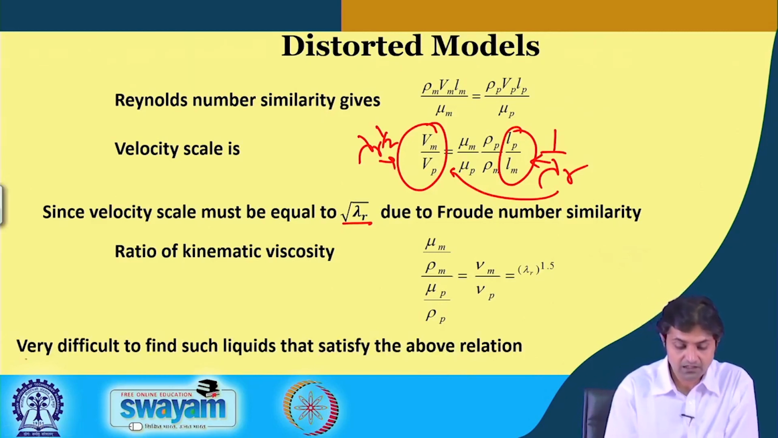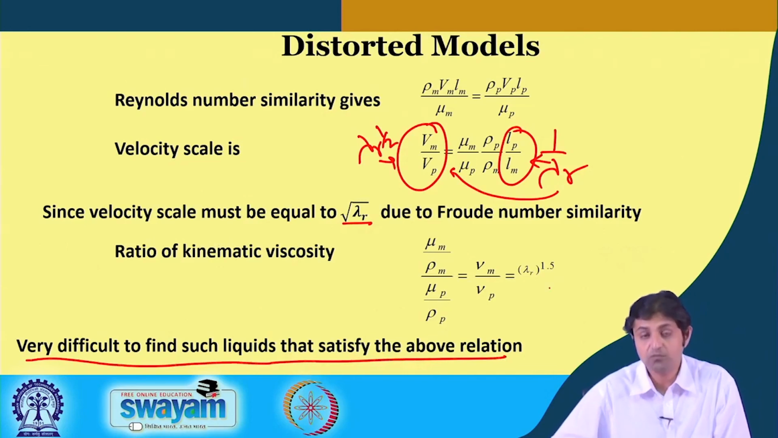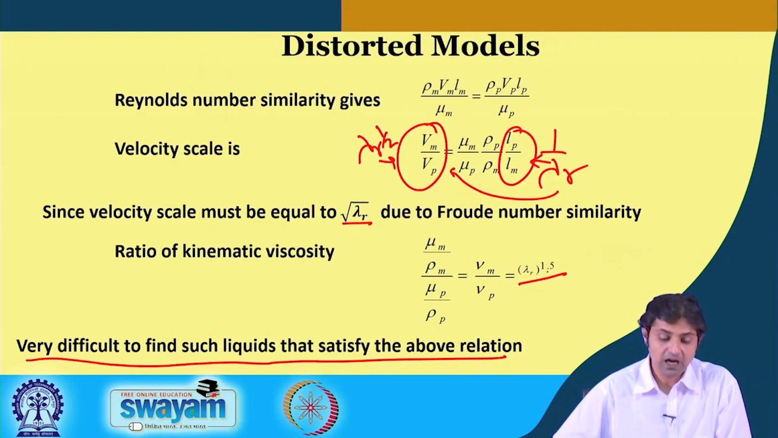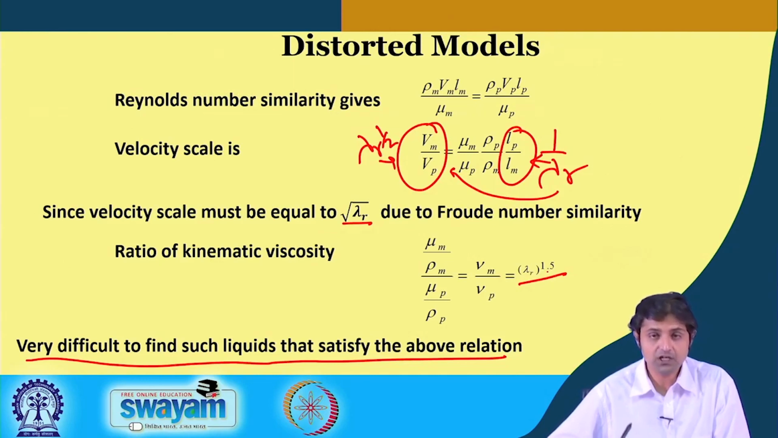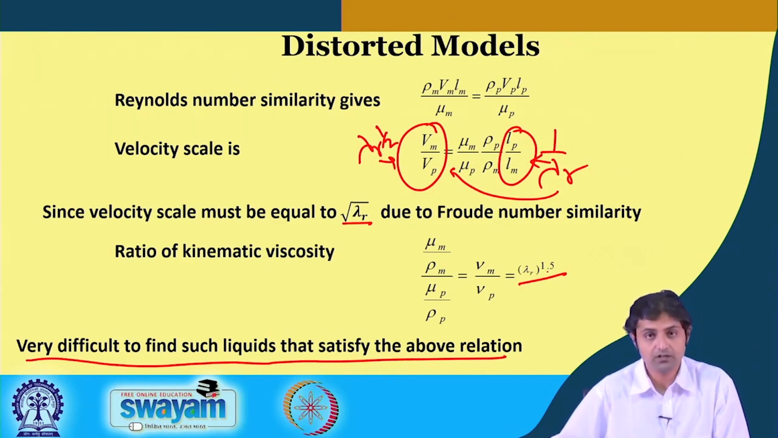And in reality, it is very difficult to find such liquids that satisfy the above relation. It might not always be possible to find fluids having this viscosity ratio. So, in practice, ideally if we can have all the types of similarities, that is the best case solution, but in reality we might not be able to find it all the time.